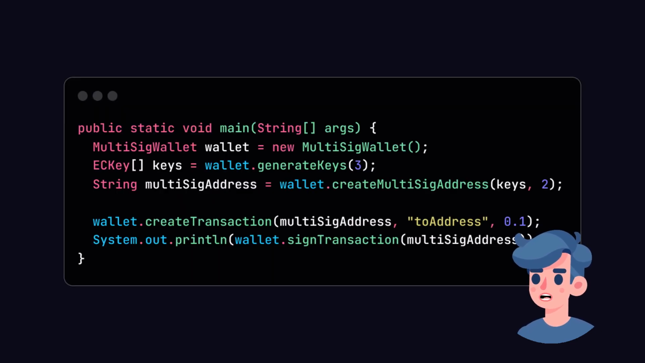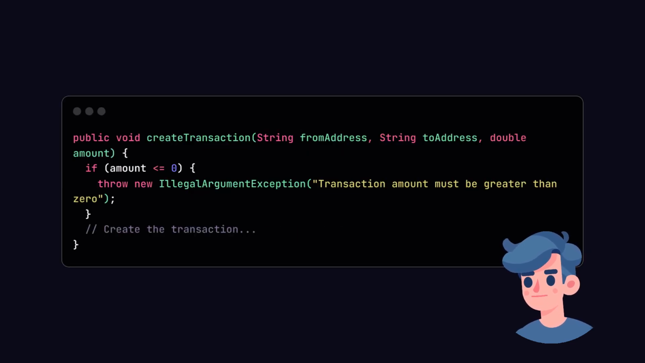Integrating everything. Now, let's wire everything together. We will add a transaction creation and signing procedure within the main method. Error handling for transactions. It's crucial to handle errors when we implement wallet functions. Let's add some basic error checking in our transaction methods.